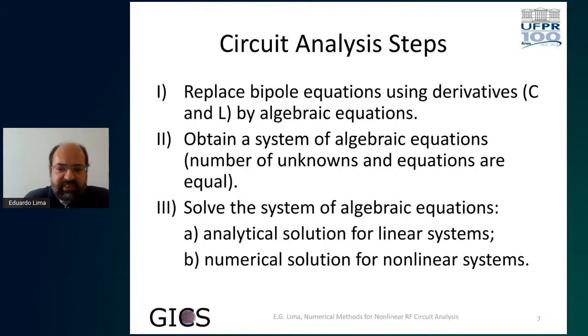When performing a circuit analysis, the steps are, first, replace each bipole equation with derivatives by algebraic equations. This must be done for capacitors and inductors. Second, obtain a system of algebraic equations in which the number of unknowns is equal to the number of independent equations. Third, solve the system of algebraic equations. If the system is linear, analytical solutions can be obtained. However, if the circuit is nonlinear, the system is also nonlinear, and only numerical solutions can be found.